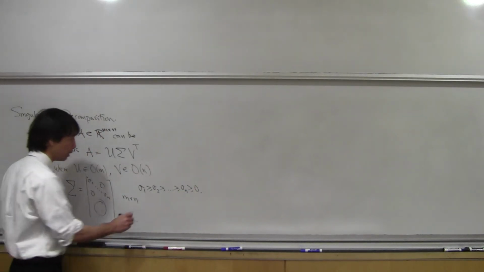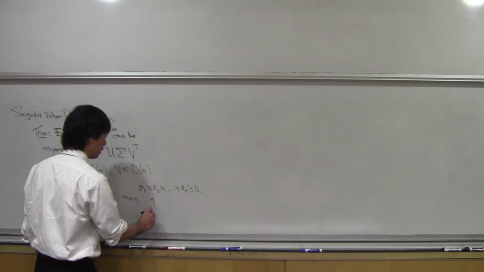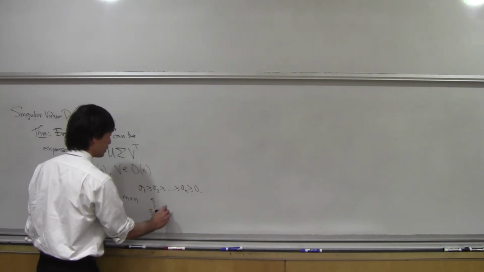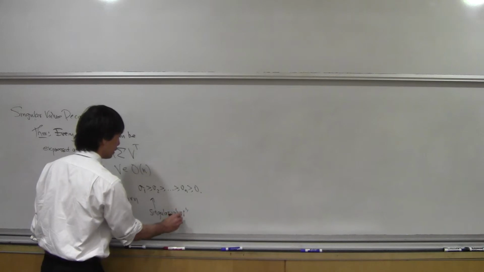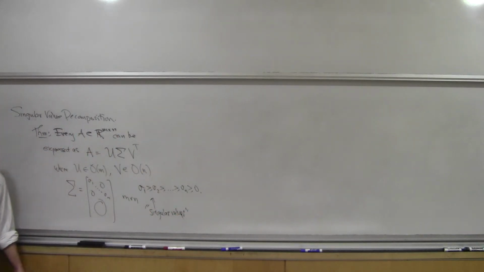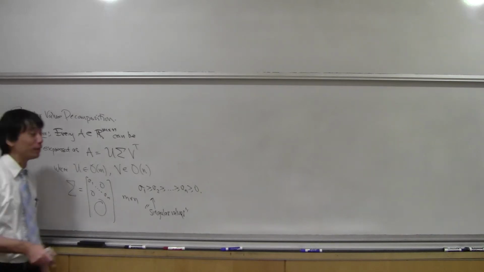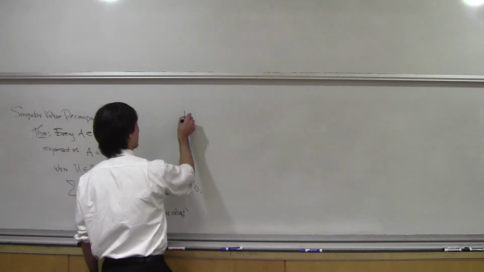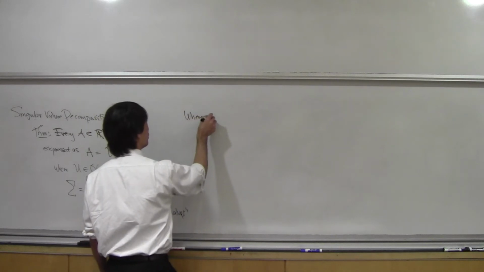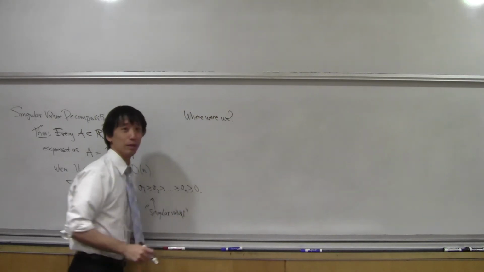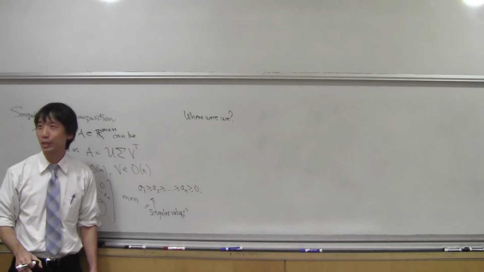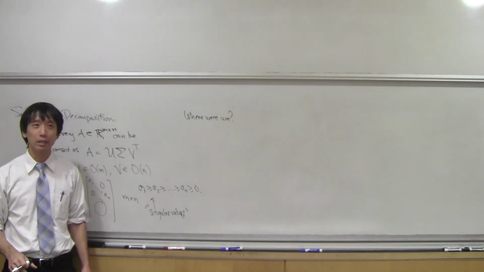These guys are called the singular values in the singular value decomposition. So we're trying to show that everybody can be expressed like this, and this thing has a lot of applications. Now, the harder question is, where were we? Because the story was pretty intricate.